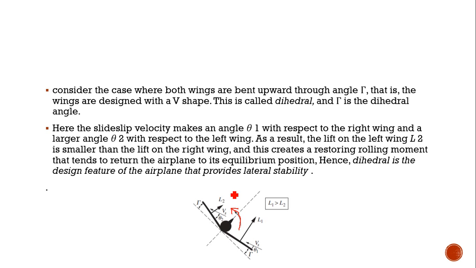So that's why we are using dihedral wing for this stability. This type of stability is called lateral stability. So here in lateral stability, the rolling moment is restored, and the aircraft is brought back to the original position by the design of the wing, that is the dihedral type wing.